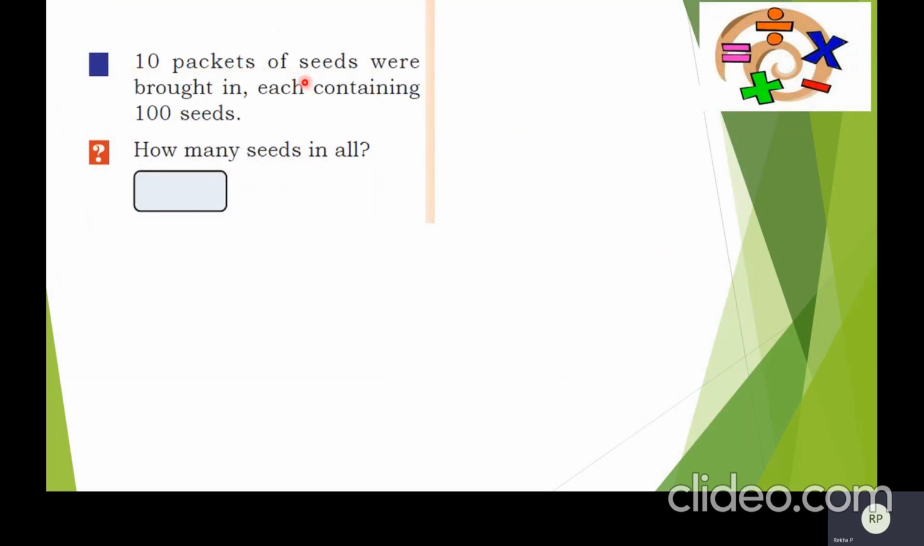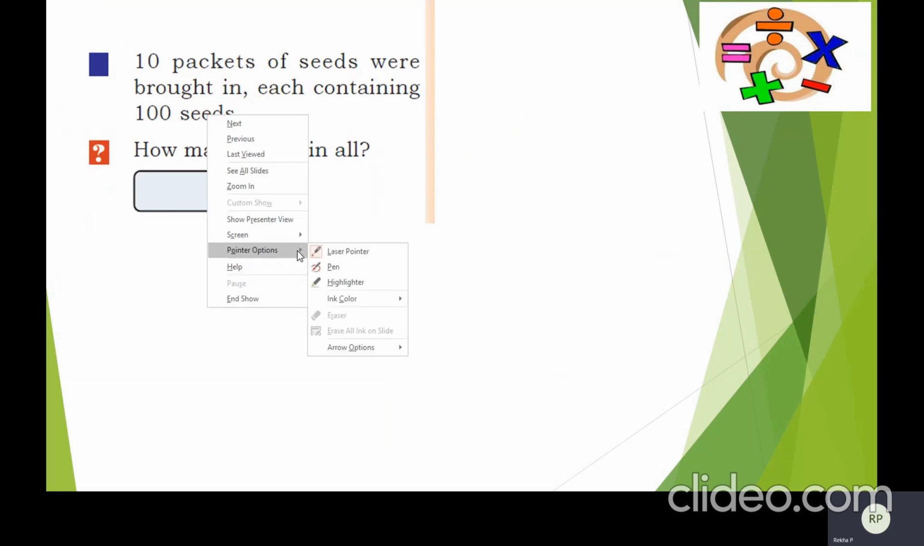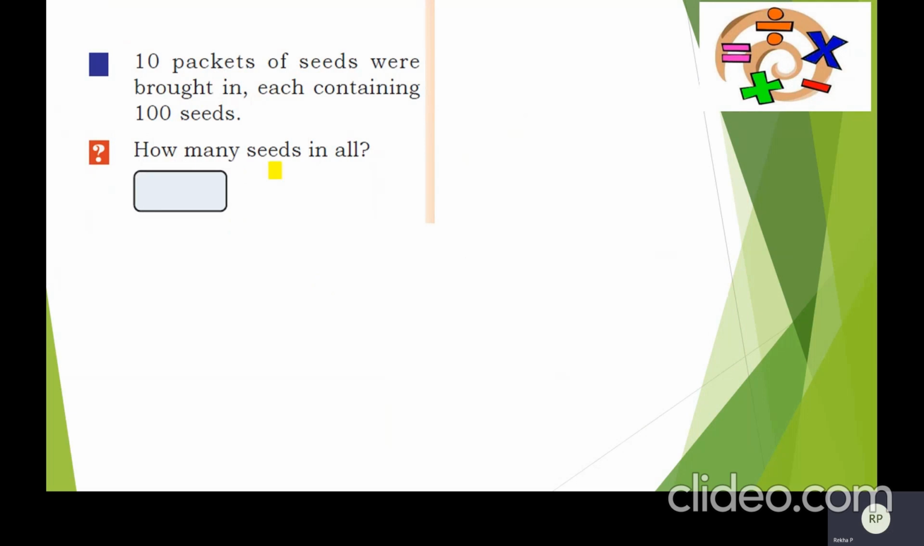10 packets of seeds were brought in, each containing 100 seeds. You have to find out how many seeds there are in all. What is the total number of seeds? As we discussed in the last class, from your question, you find the relevant information. So what is the relevant information? You have the number of packets, and they have given you the number of seeds in each packet.